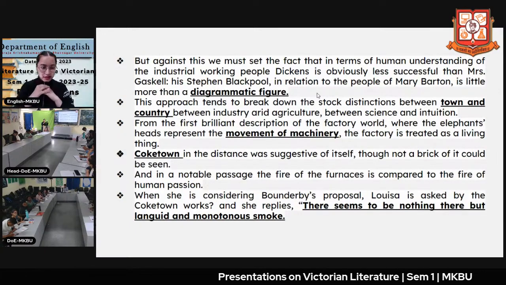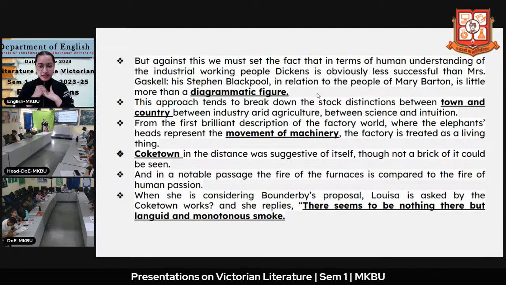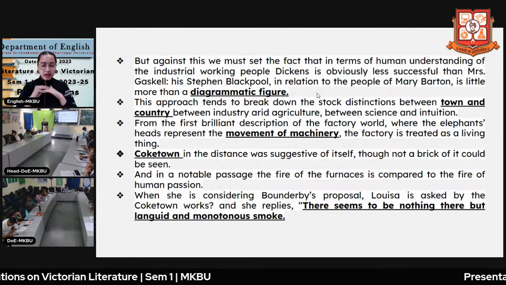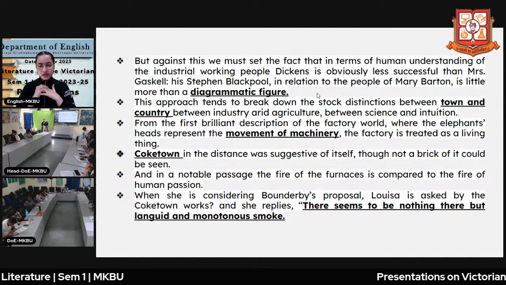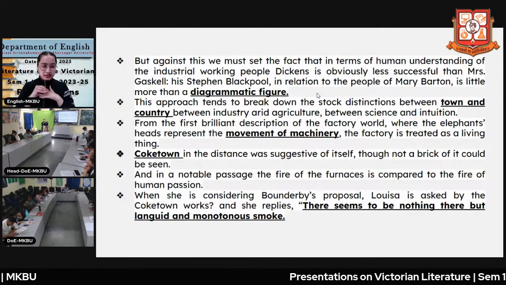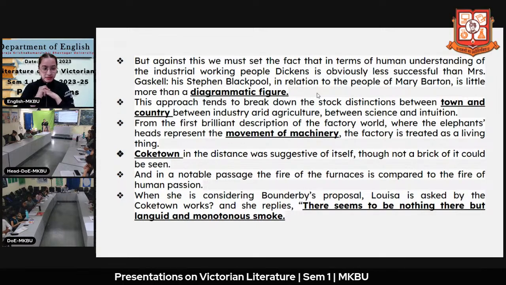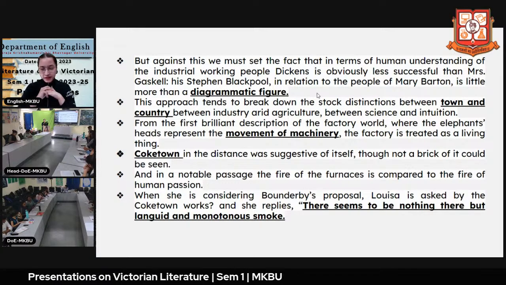But again, this must set the fact that in terms of human understanding of the industrial working people, Dickens is obviously less successful than Mrs. Gaskell. His Stephen Blackpool, in relation to the people of Mary Barton, is little more than a diagrammatic figure.